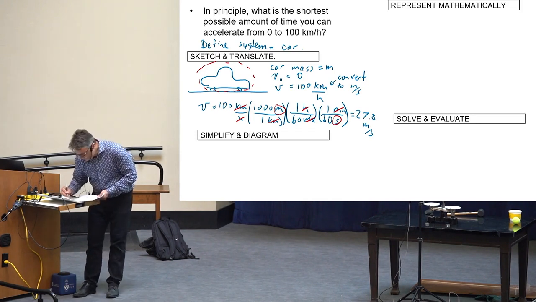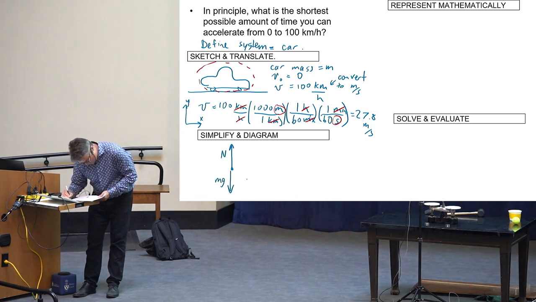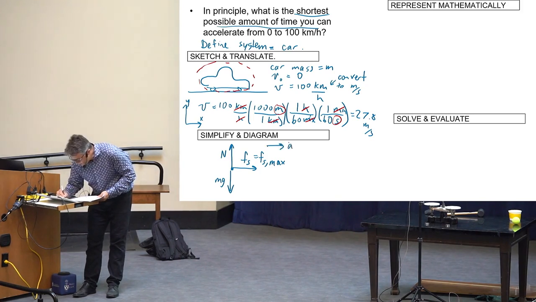Okay, so then what I want to do, let's define plus y is up, x is to the right. Let's do a force diagram. There's the normal force of the surface on the car. There's the gravity force of the earth. And then there's the static friction. So I'm going to set that to Fs max to get the shortest possible amount of time. And I'm going to set the acceleration to be towards the right here.